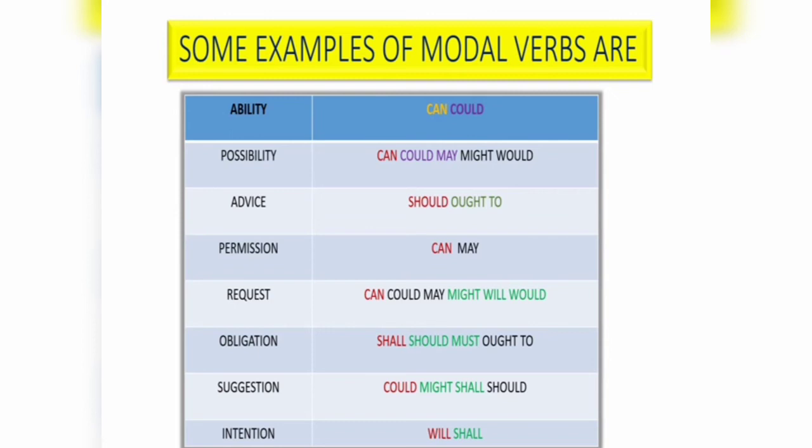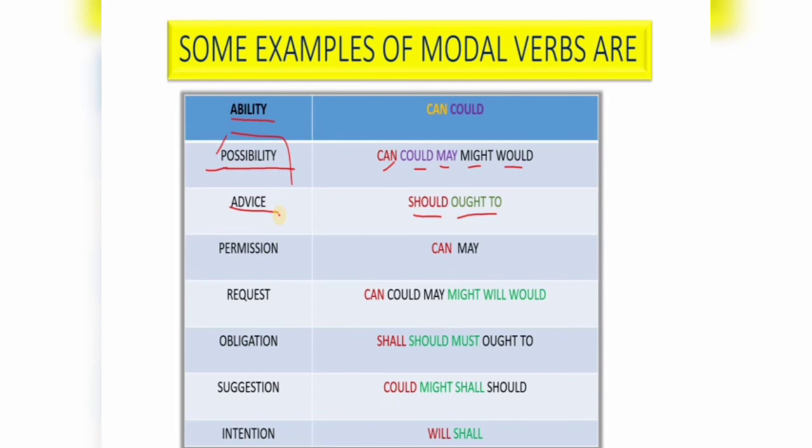And some of the examples of modal verbs are: ability, which is can, could, which shows ability. Then we have can, could, may, might, would. It shows possibility. And then should and ought to show advice.